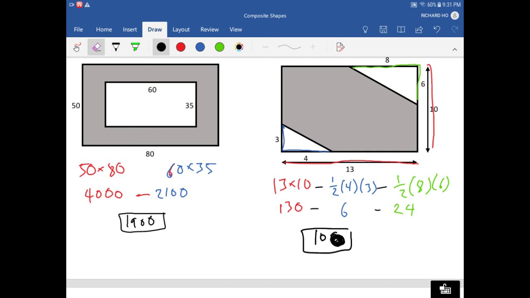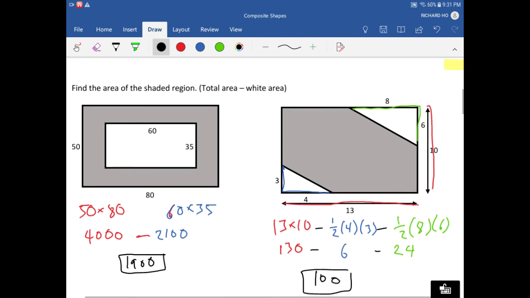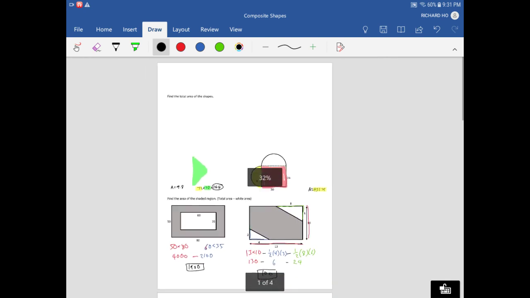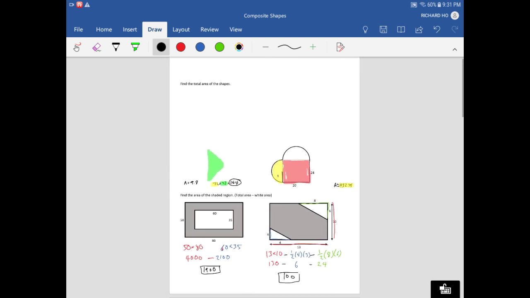But yeah, that's it. So this is composite shapes. Okay, so here's examples on composite shapes. If you need to go back over anything, you can rewind the video.